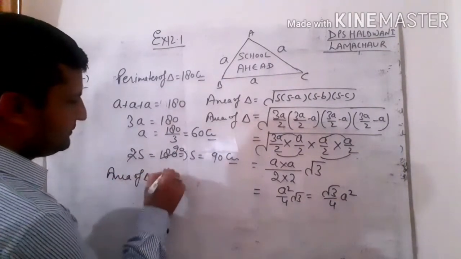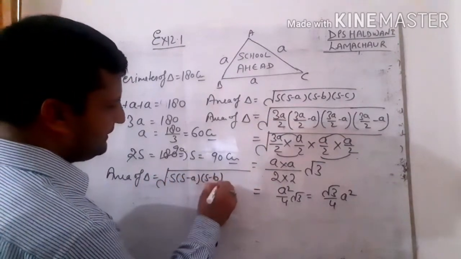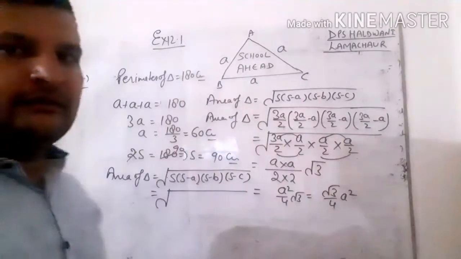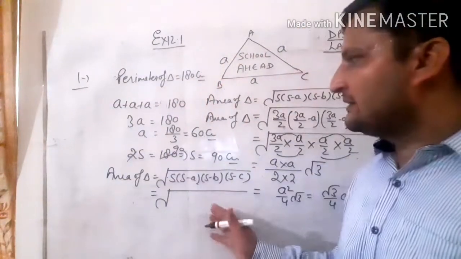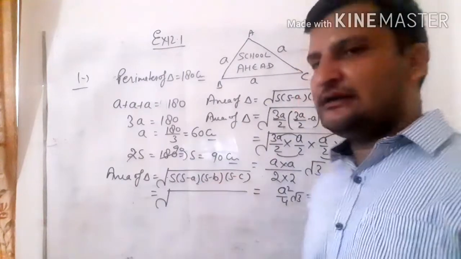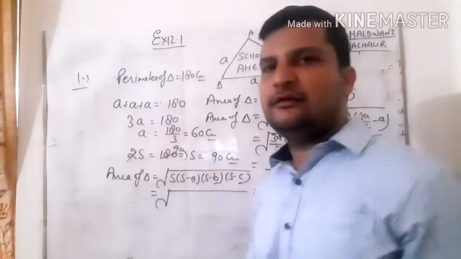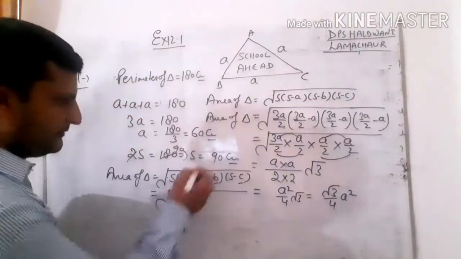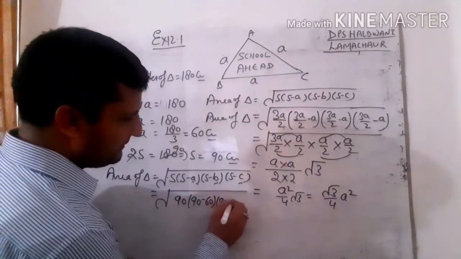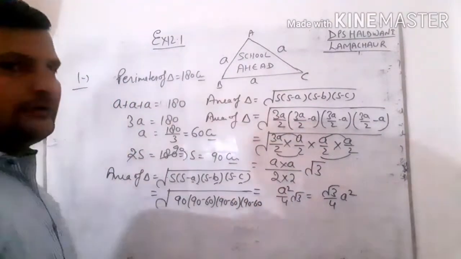Area of triangle is equal to root of S into S minus A, into S minus B, into S minus C. So students, we can write it. The value of S we found is 90 centimeters. So we have to put the value of S here, and A, B and C. Here A, B and C are all the same, so the value of A we have to put here. So we can write 90, 90 minus 60, 90 minus 60, 90 minus 60. So students, we have put in all the values.